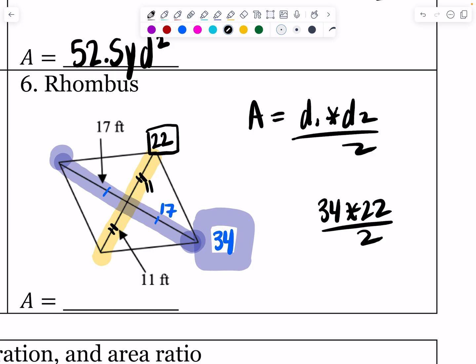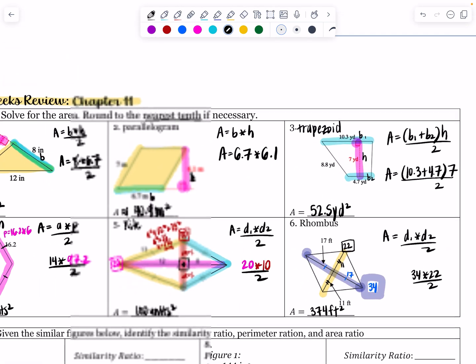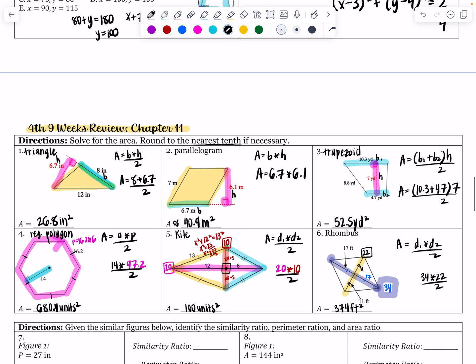So I think about it like the fancy flag on a toothpick. So that's going to be 34 times 22 divided by 2. That should give me 374. What are my units? That's going to be feet squared of area. All right, so that's area. Solving for the area, area is always in units squared.